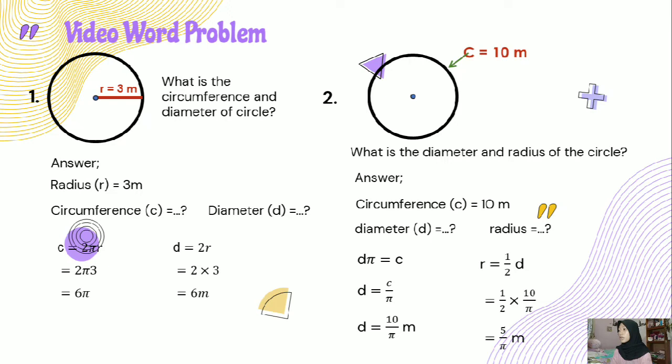And number 2, what is the diameter and radius of the circle if circumference equals 10 meters? And the answer, diameter times pi equals circumference. So diameter equals circumference per pi. Diameter equals 10 per pi meters. So the radius equals a half diameter equals a half times 10 per pi. So the radius equals 5 per pi meters.